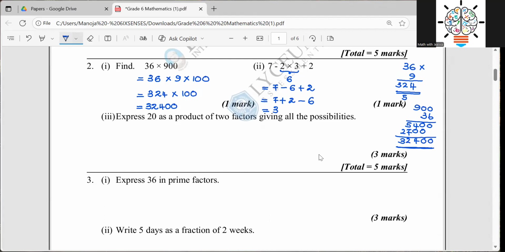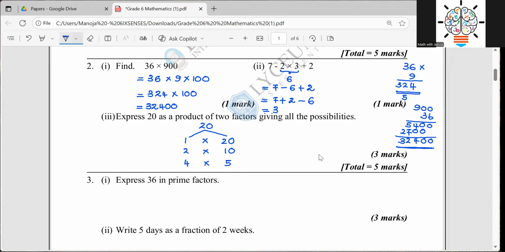Then the next one, express 20 as a product of two factors giving all the possibilities. Read the question properly. Express 20 as a product of two factors giving all the possibilities. What are the possibilities we can have? You just see that you can write it like this. So then you have 1 times 20. Then 2 times 10. What else? 3 times? No, we don't have. 4 times 5. 5 times 4, but you don't want to write.